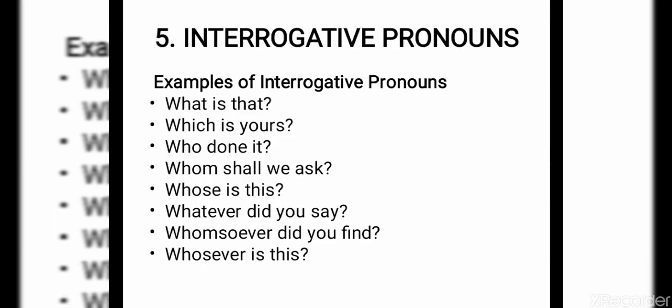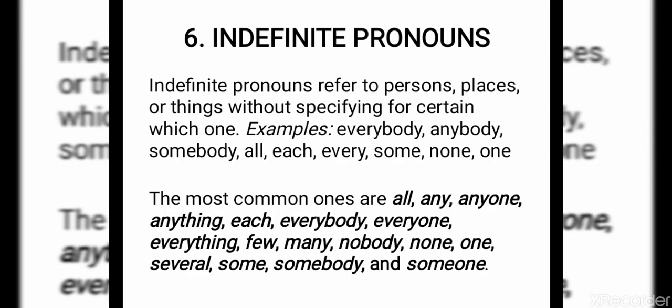The next type of pronoun is indefinite pronouns. Indefinite pronouns refer to persons, places, or things without specifying for certain which one. We will not specifically say which person, which place or which thing it is. Examples: everybody, anybody, somebody, all, each, every, some, none, and one.